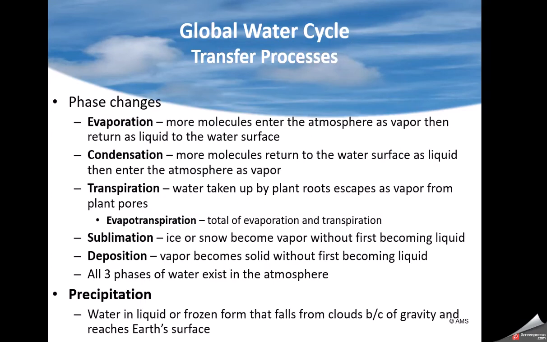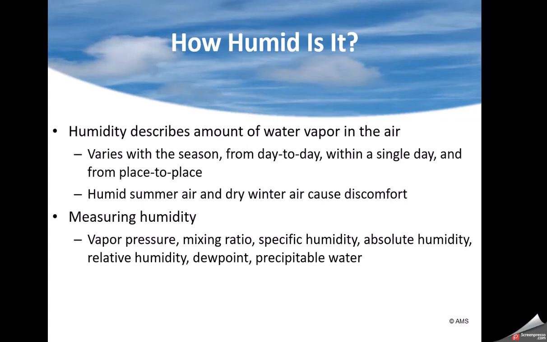We learned all about these phase changes with water. We have evaporation, where the molecules, water vapor, enter the atmosphere as vapor. We have condensation. Transpiration is just water taken in by the roots and escaping into the air. Evapotranspiration is evaporation and transpiration. Sublimation, deposition, and precipitation are all methods by which water is changing around. So humidity just describes the amount of water vapor in the air. It's going to vary from day to day and time of day. And yes, summer is going to be much more humid than the wintertime.